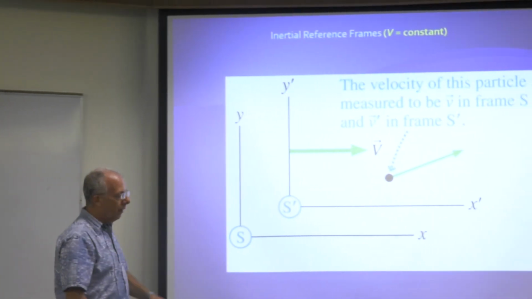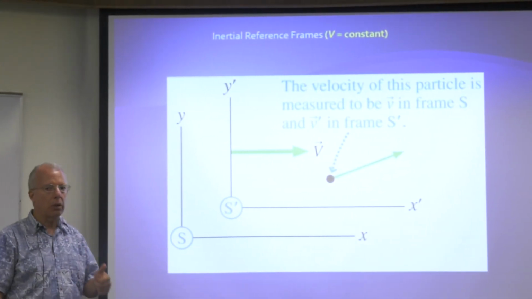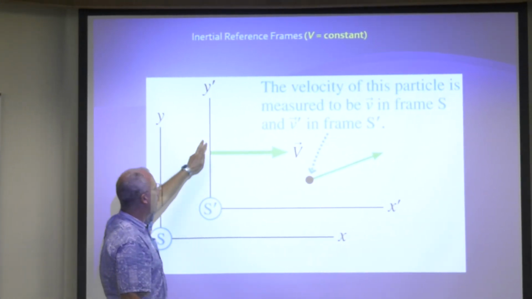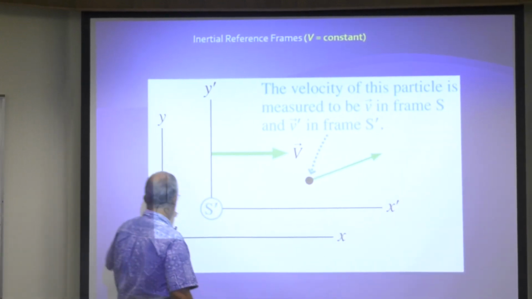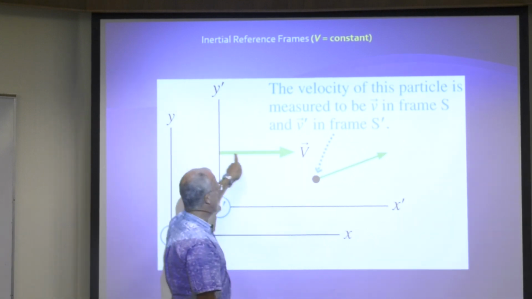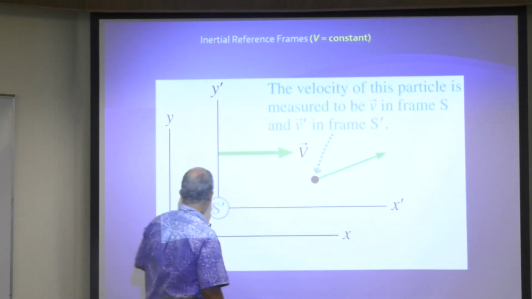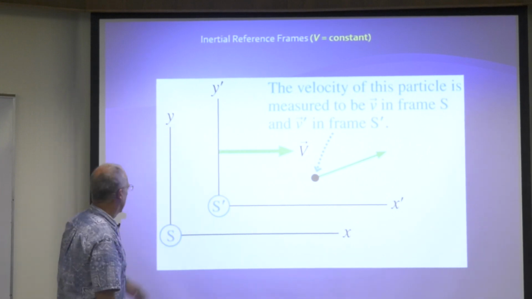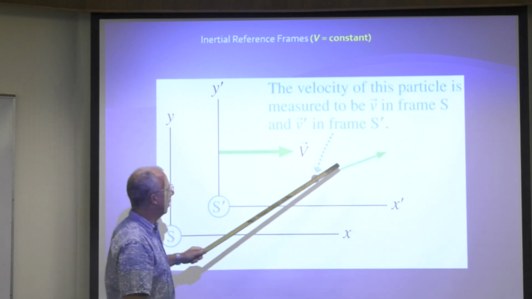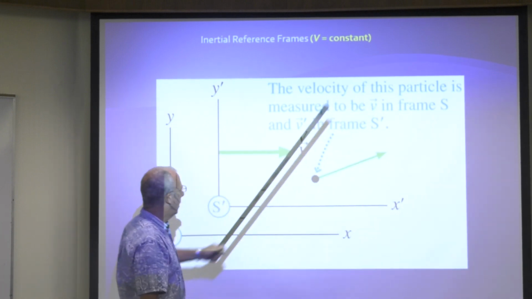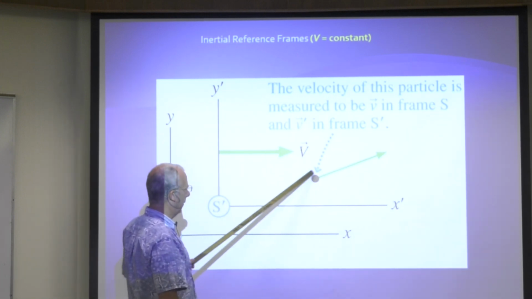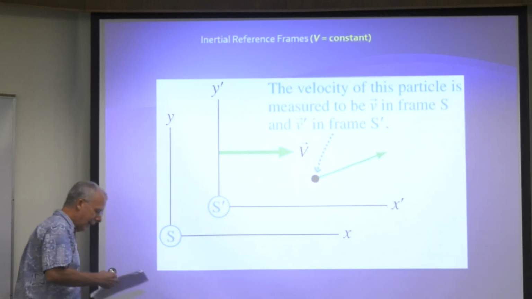So again, special relativity deals with inertial reference frames, no accelerating reference frames. So all we know is that S prime is moving relative to S. We know nothing about S. We don't care. And S prime is moving with speed v, or velocity v, relative to S. So the velocity of this particle is measured to be little v in frame S, and little v prime in frame S prime. That should be nothing new.